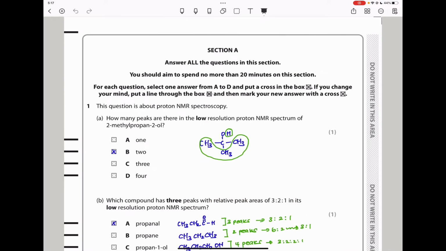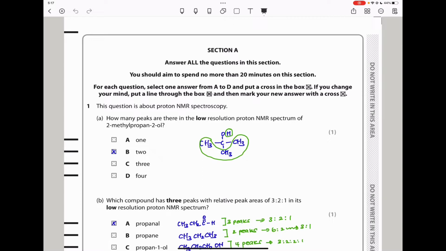Question 1 says this question is about proton NMR spectroscopy. How many peaks are there in the low-resolution proton NMR of 2-methylpropan-2-ol? What we have to know here is they're looking for low resolution and it's a proton NMR. So we are looking at the hydrogens and there is no splitting.